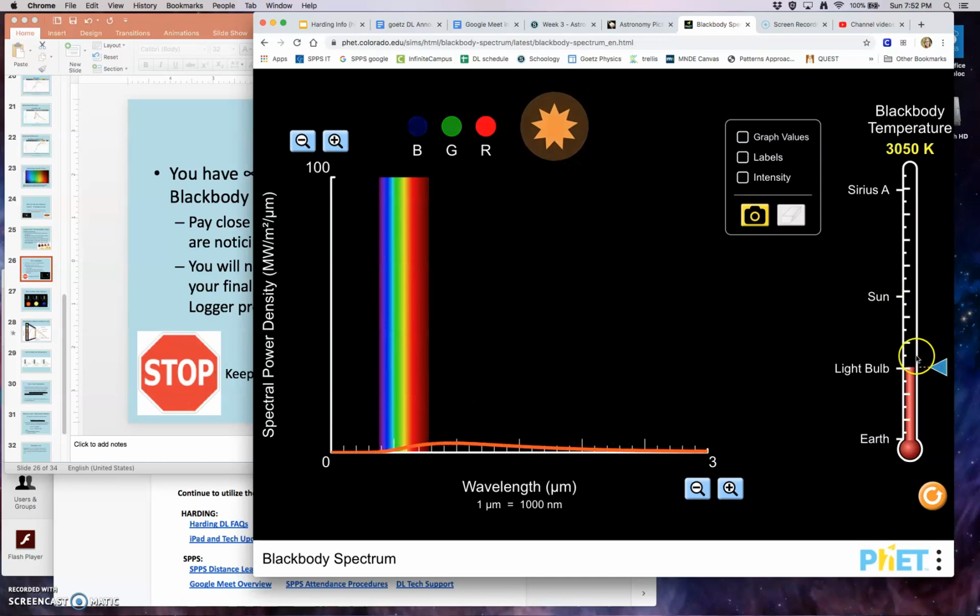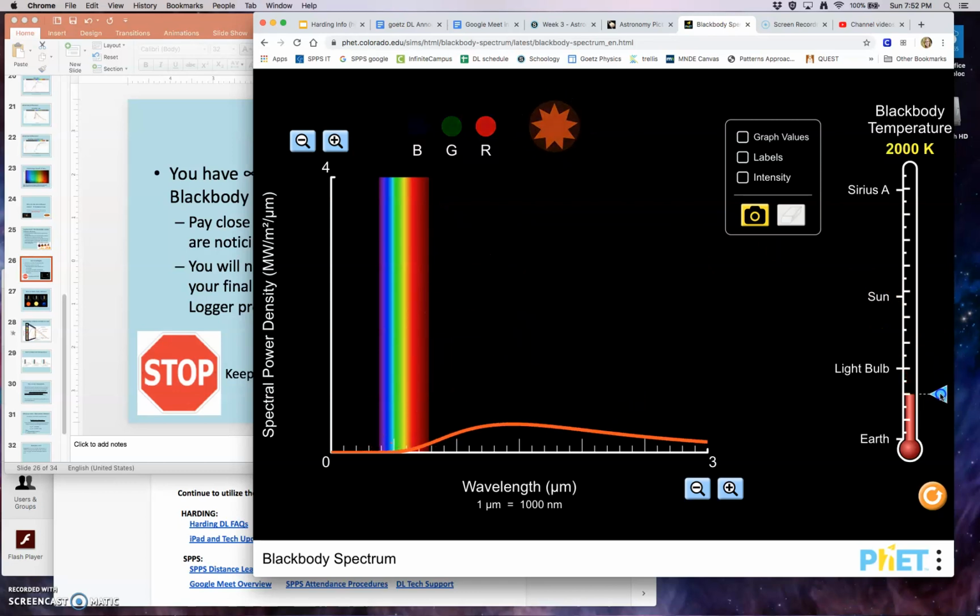So I've changed the little slider to be set to light bulb. And now notice my graph looks crappy and it's hard to read. You can zoom in on your different axes. So I'm going to zoom in on my spectral power intensity. It's just watts per meter squared. So that's just the intensity. You've learned about that before. Anyway, so you can zoom in that way.